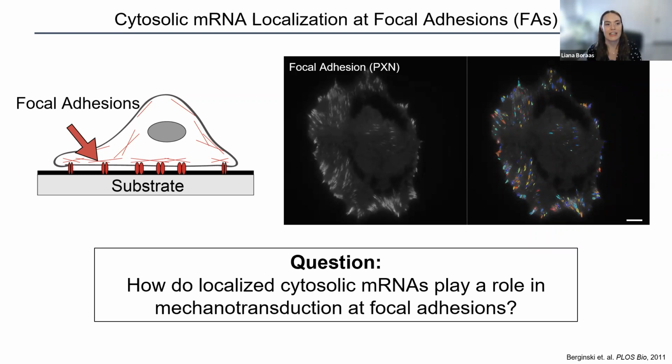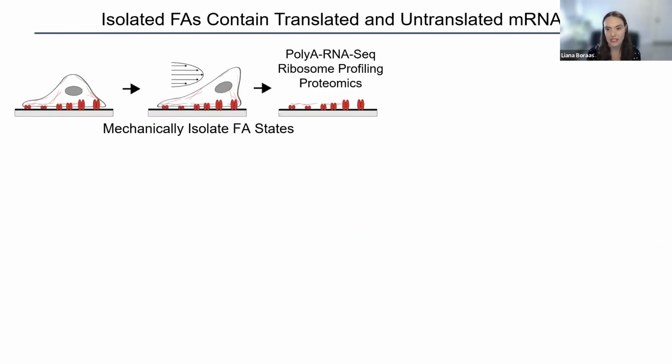Okay. Now, in order to do this, we first needed to identify if RNA was present at the focal adhesions, and if so, what those RNA species were. So that's the very first experiment that we did. In the lab, I took the technique from Claire Waterman's group, where cells are cultured on a flat substrate, treated with a low ionic strength buffer, and then using hydrodynamic force, we can remove the cell body, leaving only the focal adhesions as well as some of the remaining cytoskeleton.